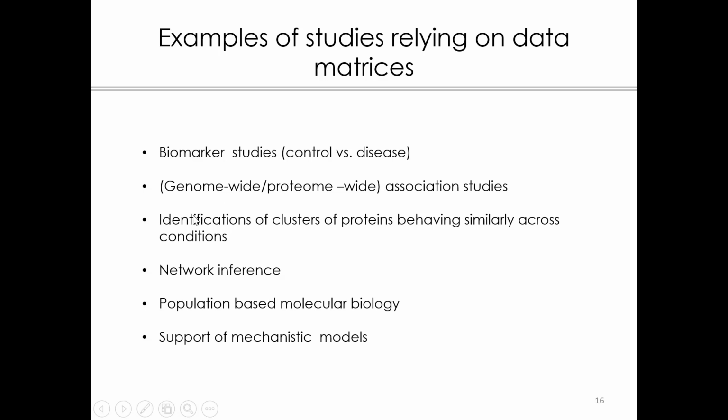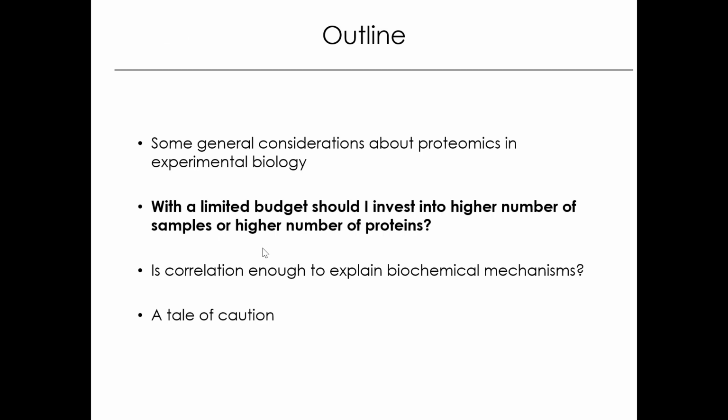And then if you want to identify pathways or clusters or networks, or population-based studies, these are all types of studies which will benefit from having a data matrix that has a very large number of samples, quite quantitatively accurately measured. So this was what I wanted to say for the first part.